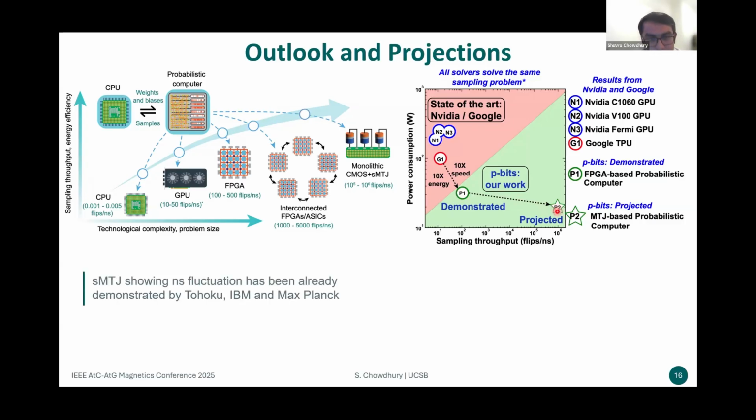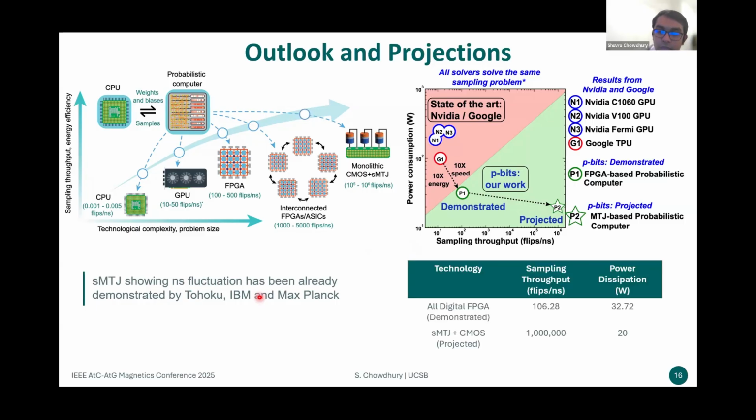As I said before, we already have experimental evidence showing that nanomagnet-based devices can show nanosecond-scale fluctuation, and this has already been demonstrated by various groups around the world. If we use those very fast fluctuation devices, then right now our all-digital device consumes around 30 to 35 or 40 watts. But using 1 million of such qubits, and using those devices, it will take only around 20 watts, based on our projection.